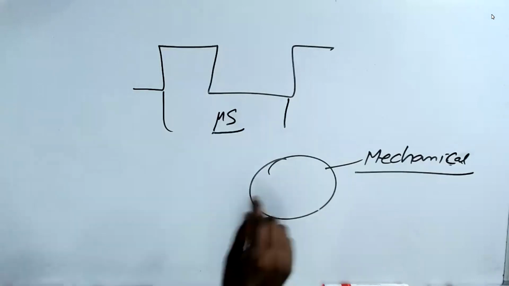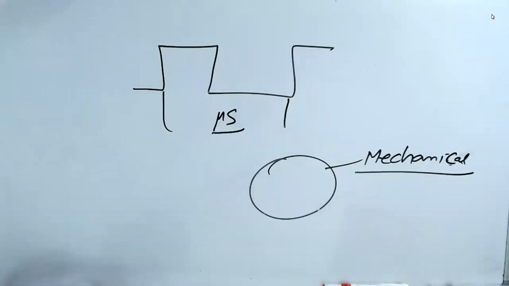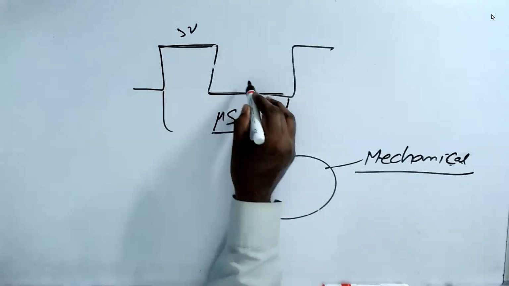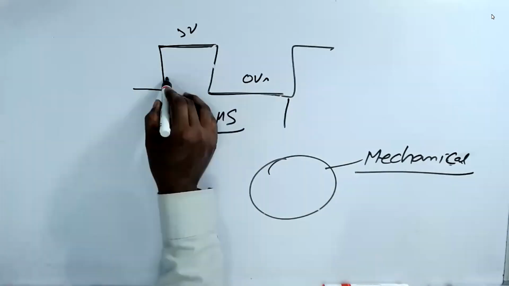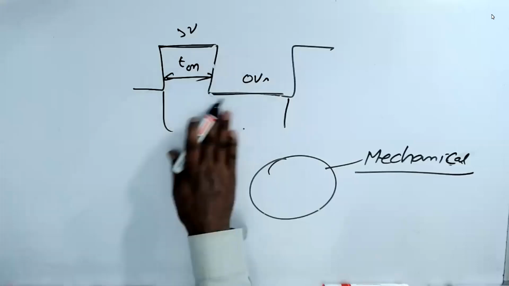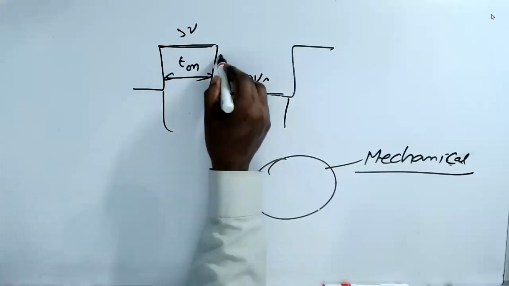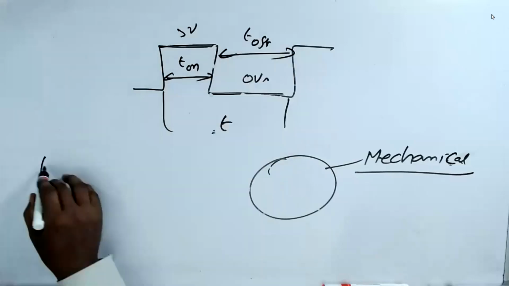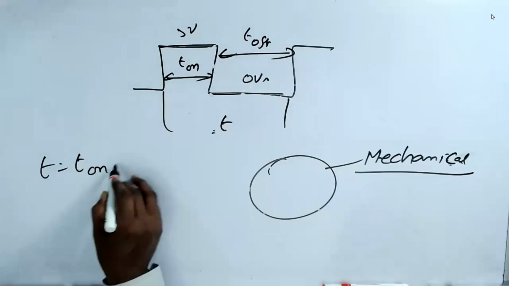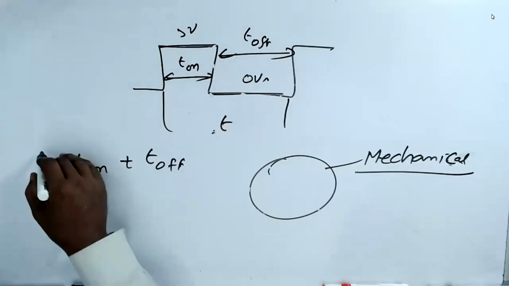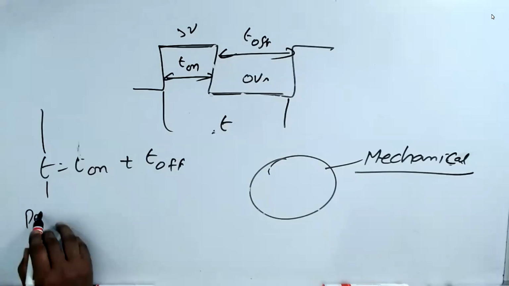But what is happening is, you supply 5 volt here, you supply 0 volt here. This is, let us assume, T on. This is total T. This is T off. So T is equal to T on plus T off. The total is the period. T on is the duty cycle.